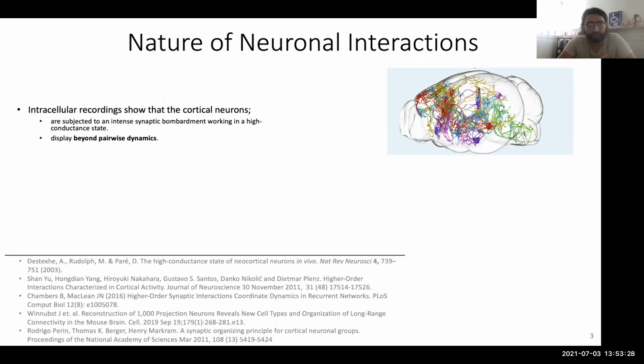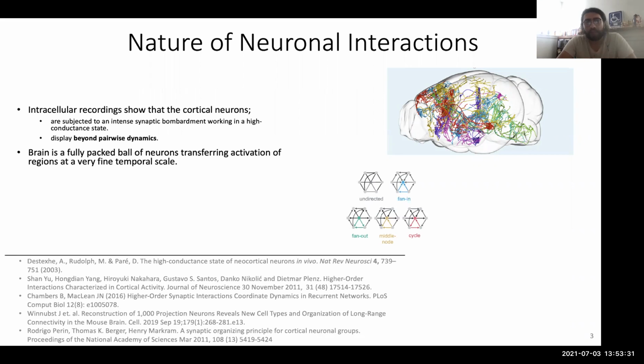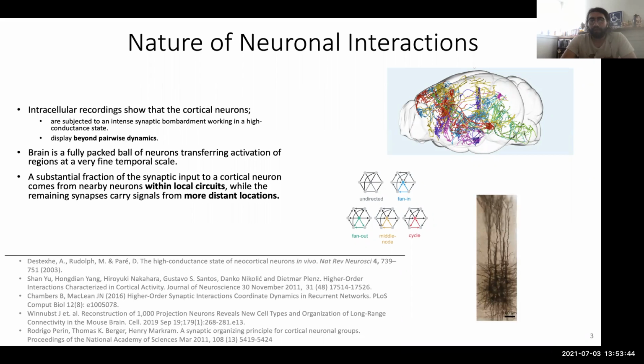Moreover, they display beyond pairwise dynamics. When you think about it, really, a brain is a fully packed ball of neurons transferring the activation of regions at a very fine temporal scale. The synaptic input to a cortical neuron mostly comes from within local circuits, while the remaining synapses carry the signal from more distant locations. And finally, processing such frequent chatter necessitates a neuronal activation rule for triggering action potentials.